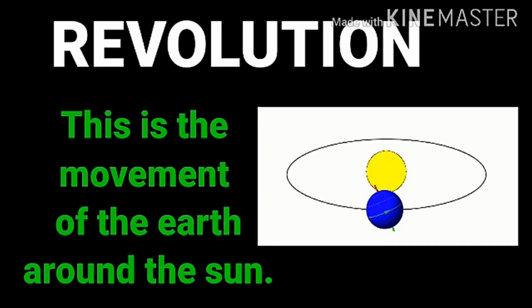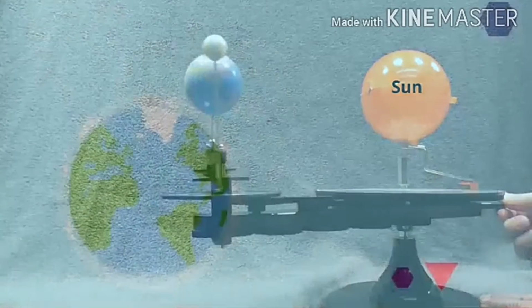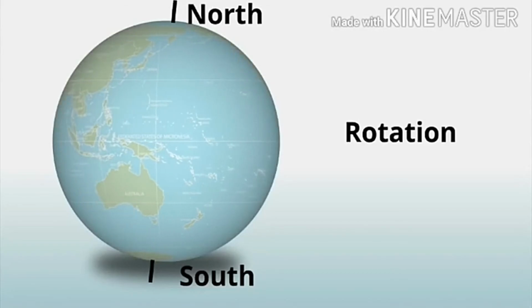Now, revolution. This is the movement of the Earth around the sun. So the Earth revolves around the sun. It takes 365 1/4 days to complete a revolution. Okay, so our discussion is on Earth's motion.